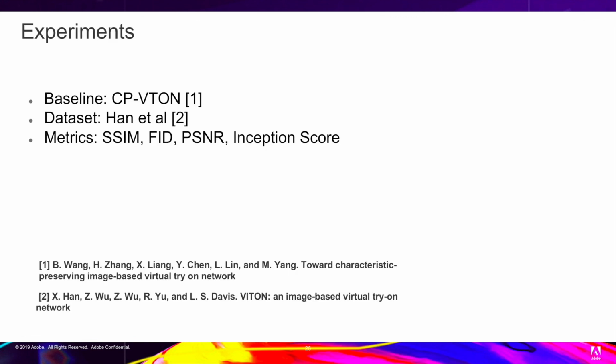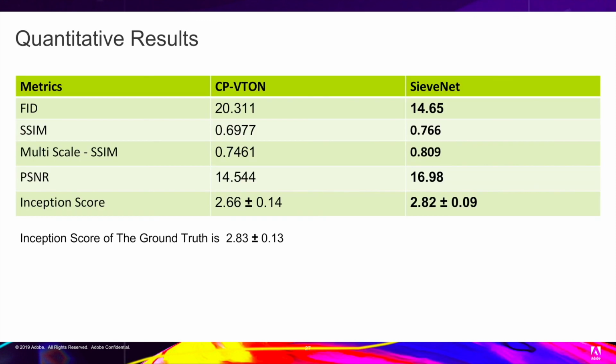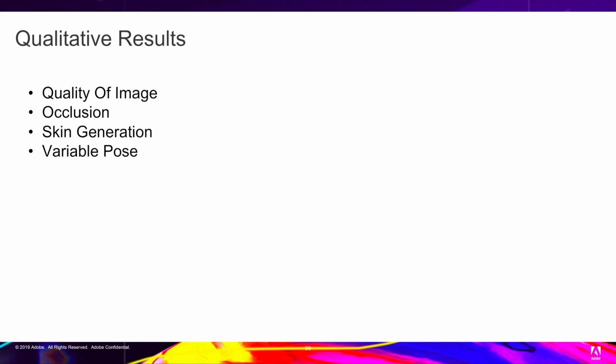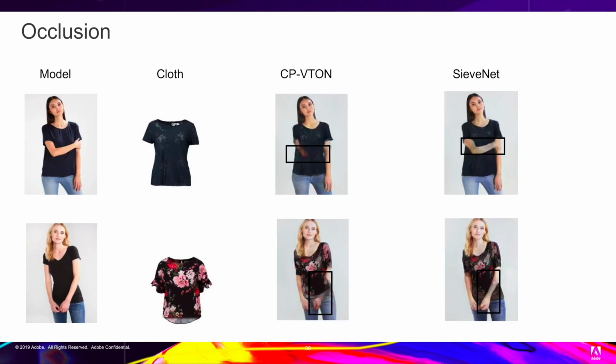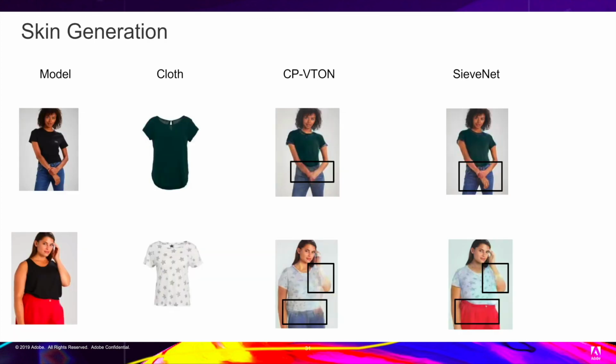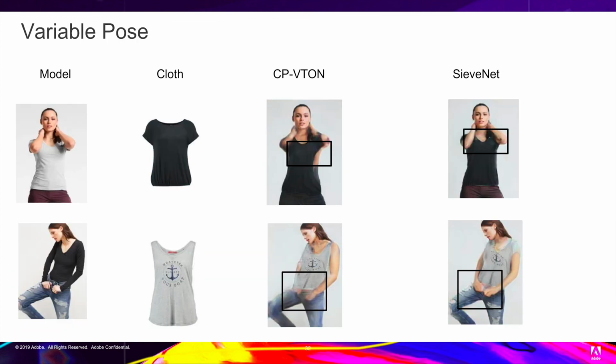We extensively compare our proposed framework CVNet with CPBT, a recent state-of-the-art, on a wide range of image quality metrics. Our extensive quantitative analysis highlights that CVNet consistently outperforms CPBT on all of the metrics. We also perform extensive qualitative analysis on a wide range of parameters. Our results show that CVNet is able to generate better quality images, consistently handle occlusion better, generate skin better, as well as handle large variability in pose of the target model. Thank you.